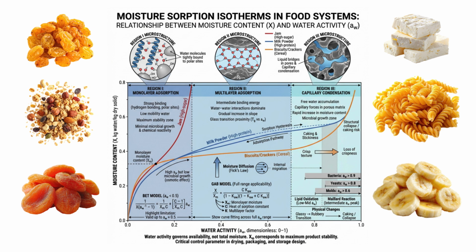The GAB model is more widely used because it can describe the entire range of the isotherm. It includes parameters that account for monolayer moisture, heat absorption, and multi-layer interactions. These models are essential tools for food engineers. They help predict how food will behave under different humidity conditions and allow optimization of drying processes, packaging materials, and storage.